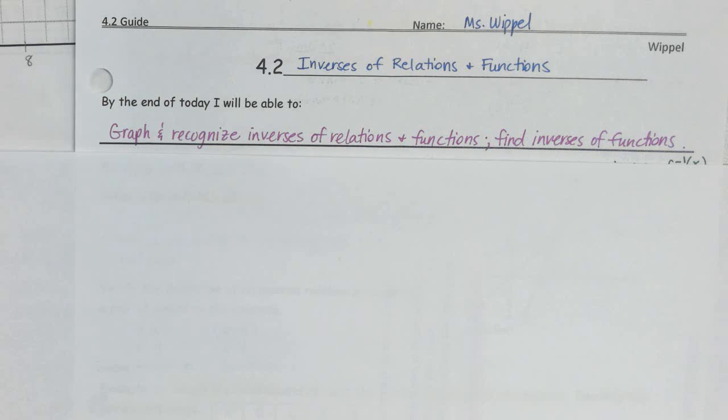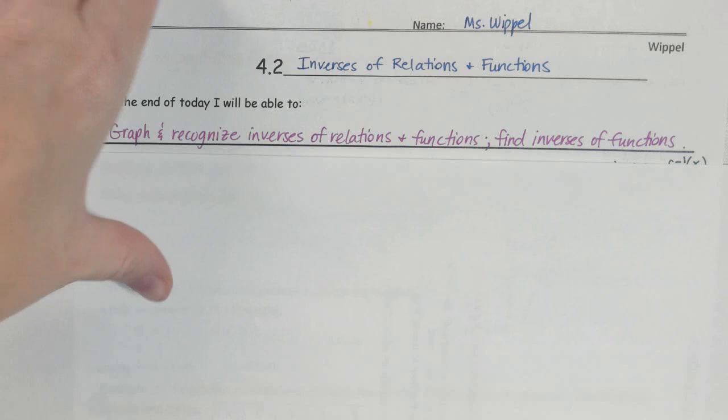Today we're going to talk about inverses of relations and functions. A relation is just a set of points, but a function is going to have an equation to it. We're going to explore both of those today. We are going to be doing some graphing, and we want to be able to recognize what the inverses of functions are, and then we're also going to find the inverse of functions algebraically. So the first thing we're going to talk about are the relations, and what is an inverse relation.